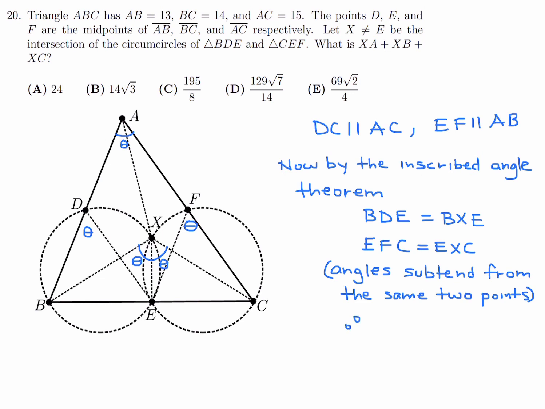So we can conclude that XC is equal to XB. And XC is the distance from there to there. XB is the distance from there to there. And recall, since E was the midpoint of BC, BE is equal to EC. And XB is equal to XC, so I'll draw those 2 lines to indicate that.